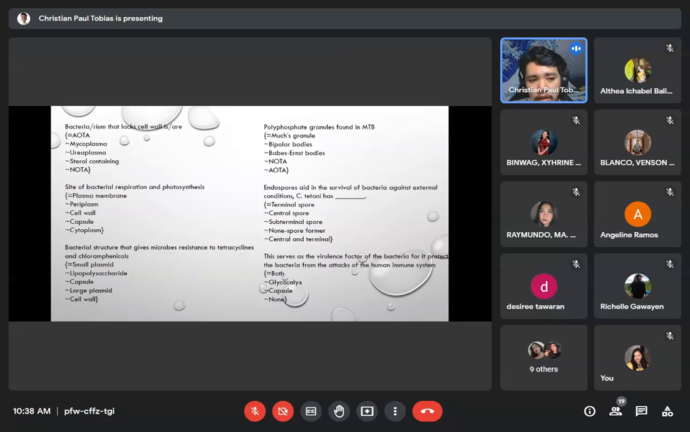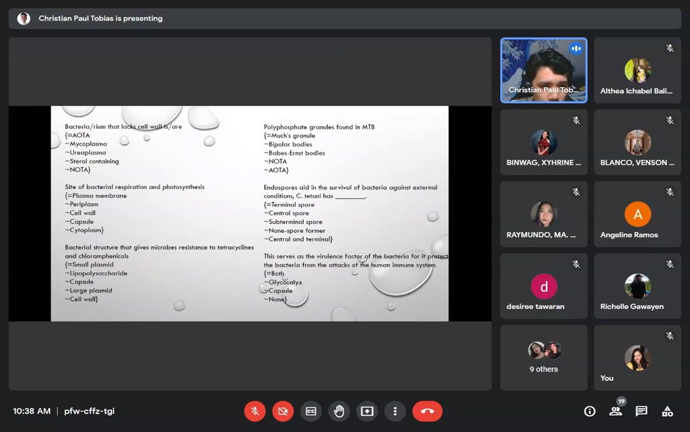Okay. Bacteria or bacterium that lack cell walls is or are all of the above. Lahat. Mycoplasma and Ureaplasma do not contain cell wall. Ano ang counterpart ng cell wall sa mga walang cell walls? Your sterol. So, all of the above. So, site of bacterial respiration and photosynthesis, that will be your plasma membrane. Plasma membrane. So, definition lang to.